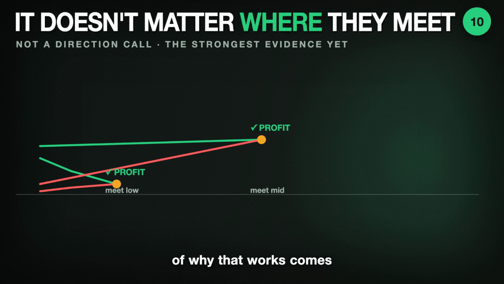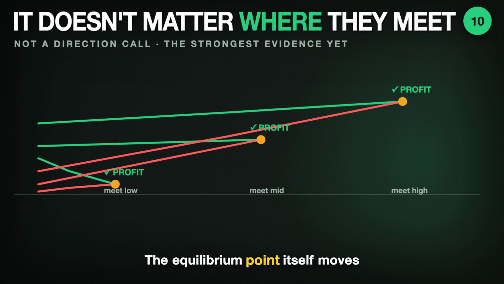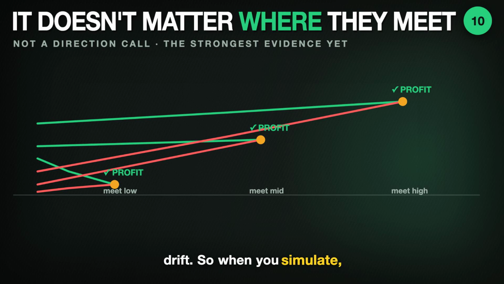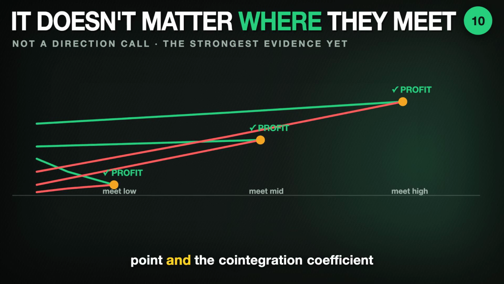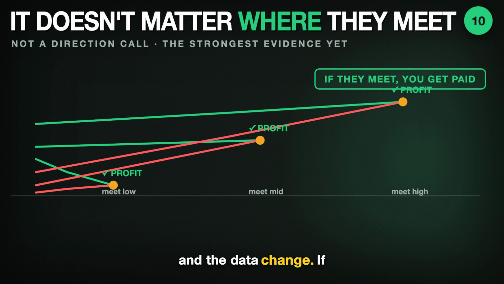The formal proof of why that works comes in part 12, but there is a condition attached, and this one is a trap for anybody running a backtest. The equilibrium point itself moves over time. That is mean drift. So when you simulate or when you backtest, you have to recompute the equilibrium point and the cointegration coefficient every time the analysis window and the data change.